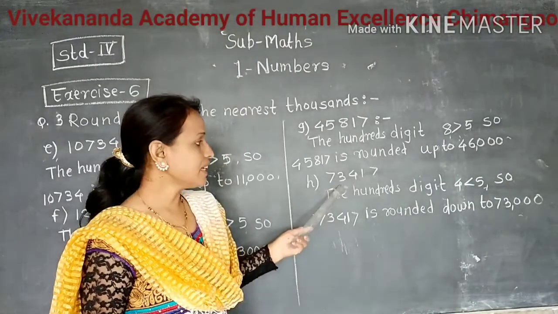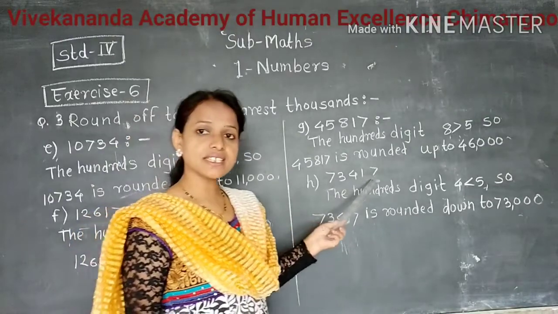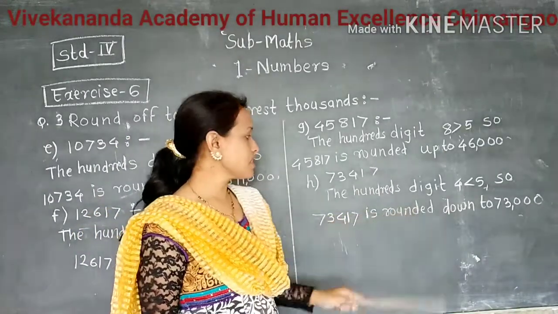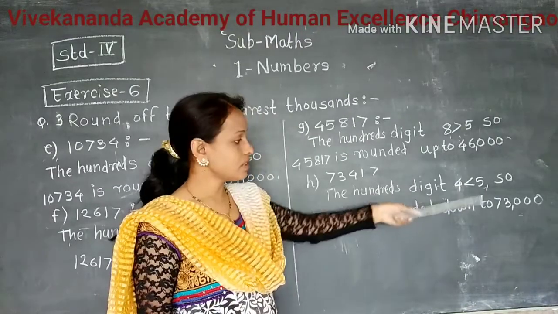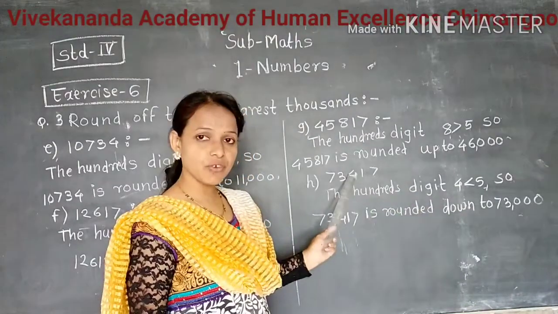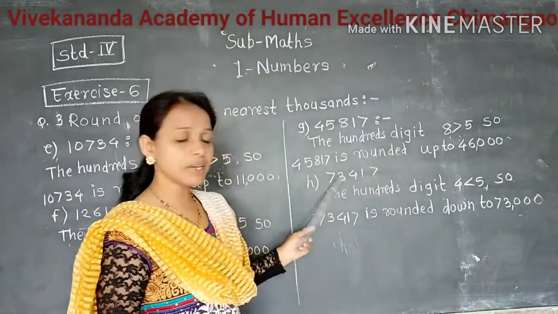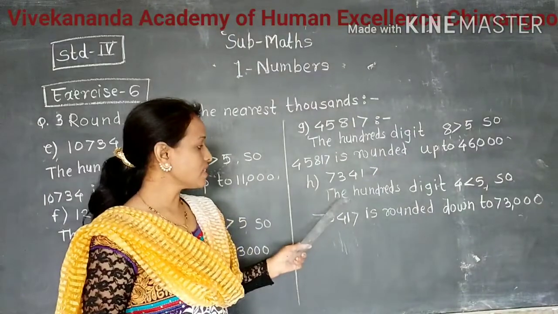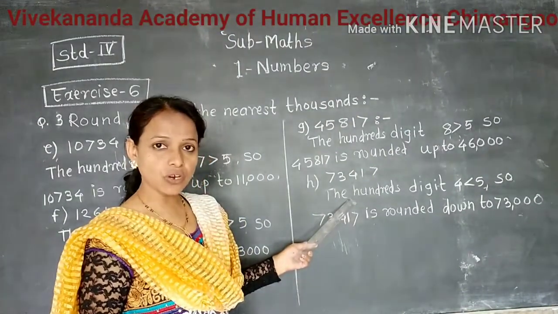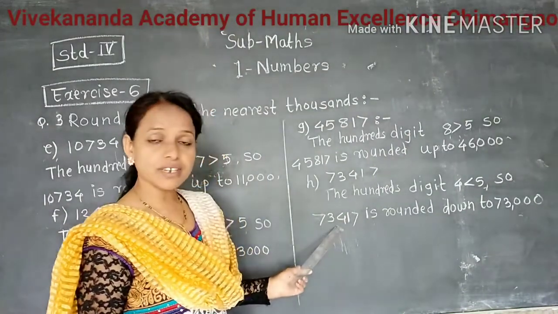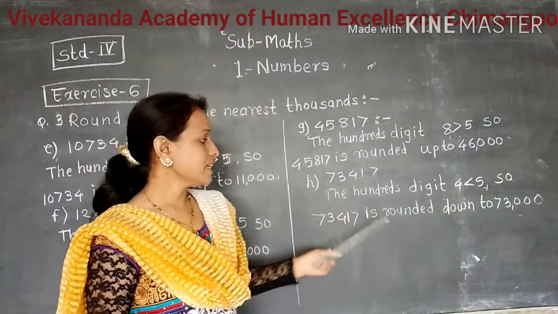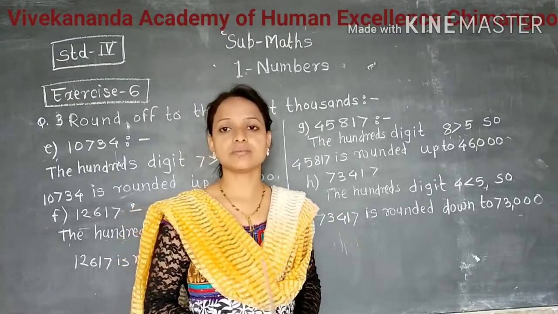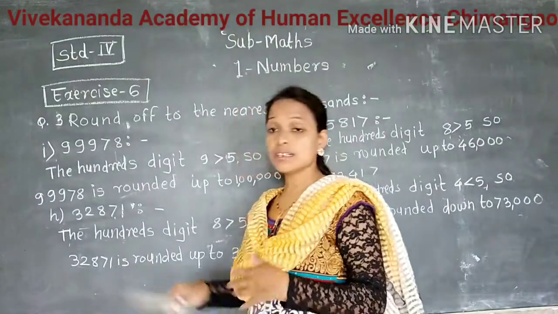73,417. Here the hundreds digit is 4, which is less than 5. So here the ones digit 7 is replaced by 0, tens digit 1 replaced by 0, hundreds digit 4 replaced by 0, and the remaining 7 and 3 digits remain the same. So our answer: the hundreds digit 4 is less than 5, so 73,417 is rounded down to 73,000. Next number.